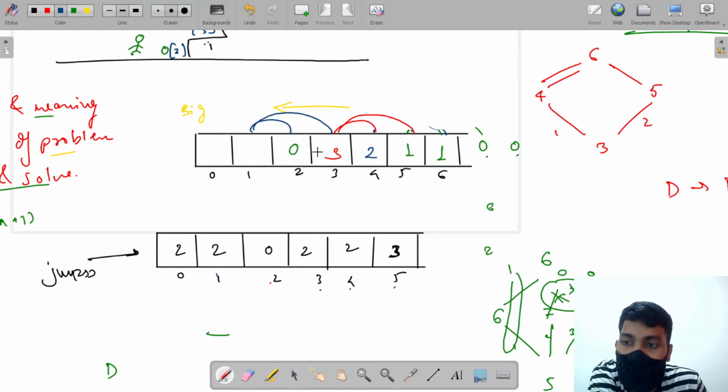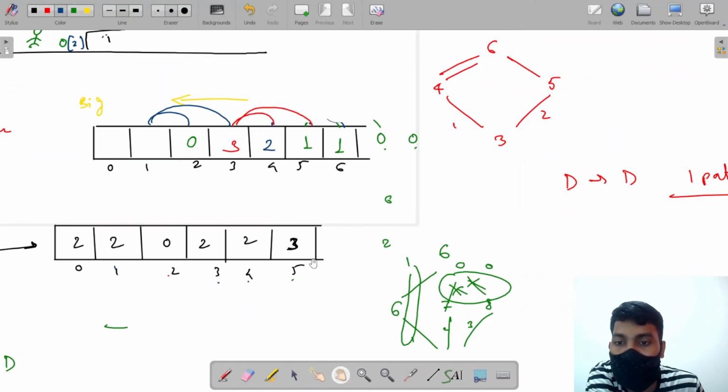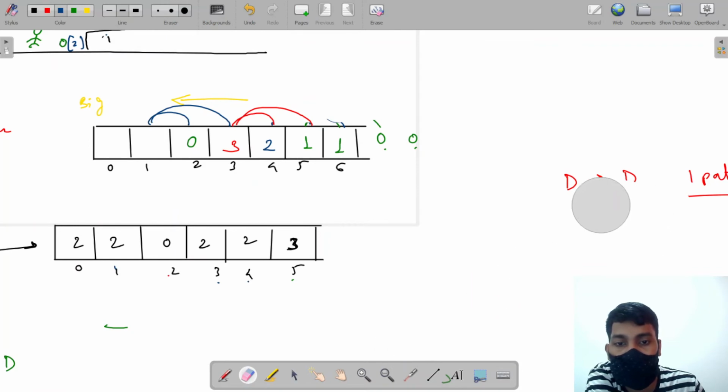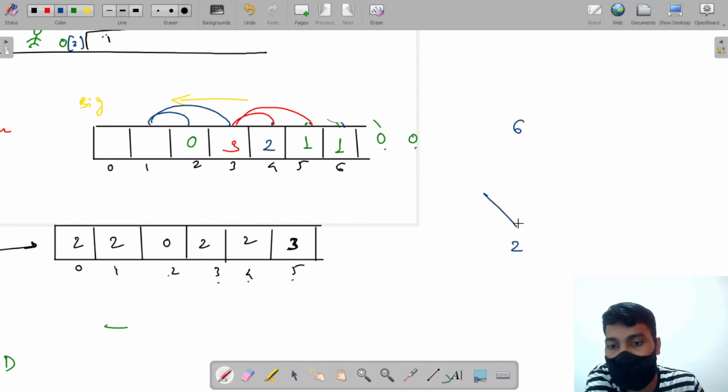So if we take these two jumps, what are these two jumps saying? These two jumps are saying that if we are at second stair, we need to reach sixth stair. We have two choices from here.